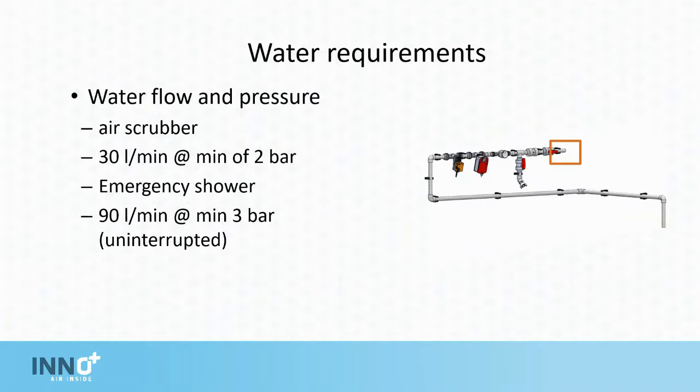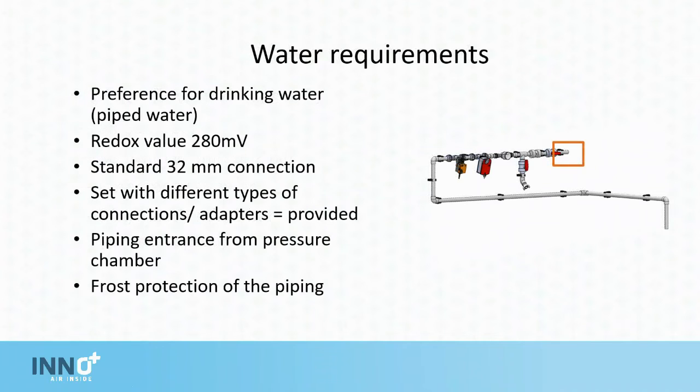Water requirements. The amount of water needed is 30 liters per minute at a 2-bar pressure for the air scrubber. The emergency shower needs 90 liters of water per minute at a 3-bar pressure, and that must be uninterrupted. It's preferred that the water is of drinking water quality, so piped water. It should have a redox value of 280 mV.